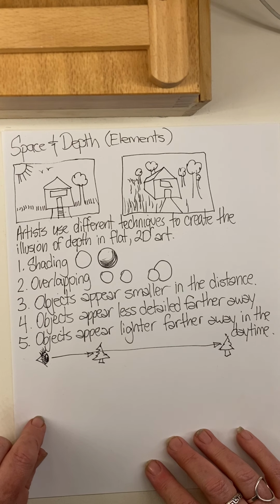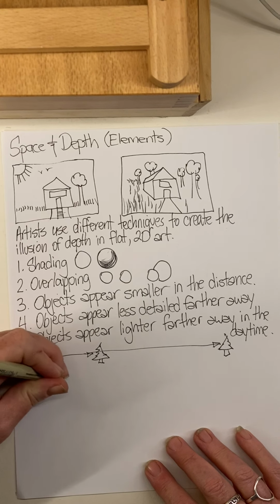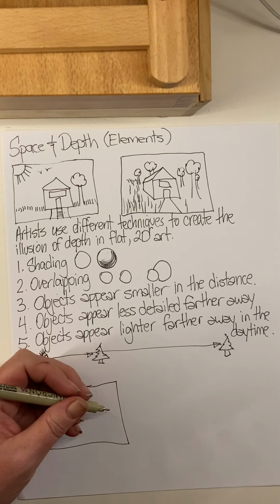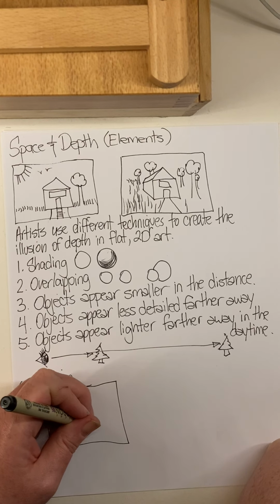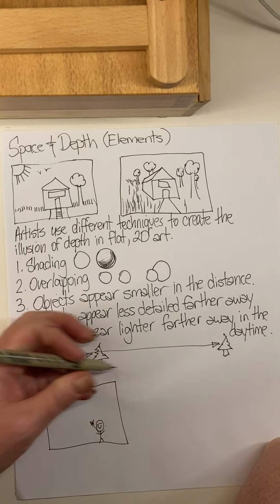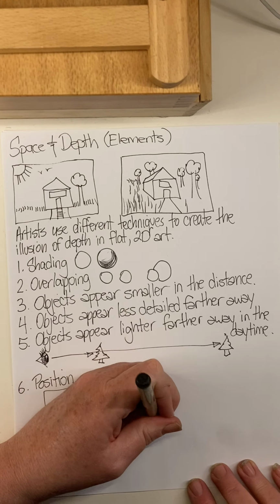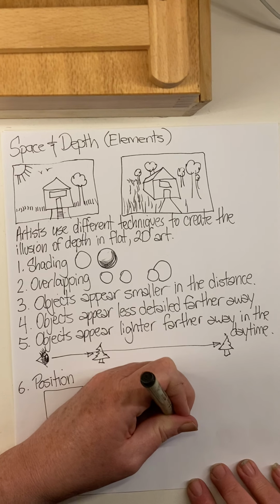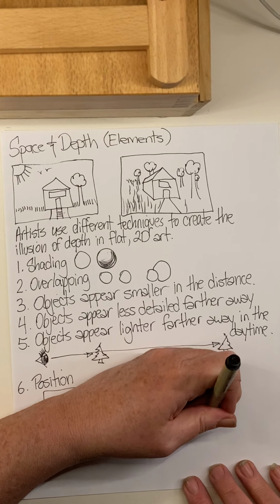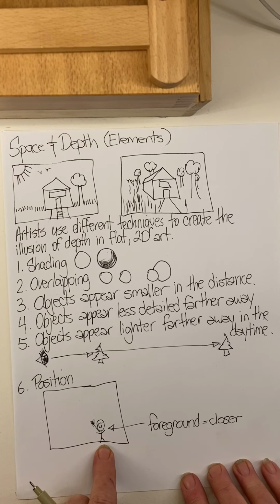All right, another one, number 6, is the position of the objects. So if you think about a picture, and anything that is here, I'll just draw a lovely stick person. When you place somebody down near the bottom, right, they look closer, and that area is called the foreground, for F-O-R-E. The foreground, everything looks closer when you stick it there, right?